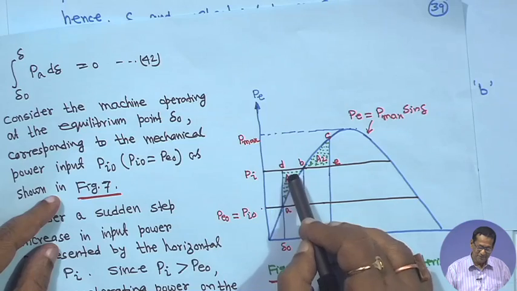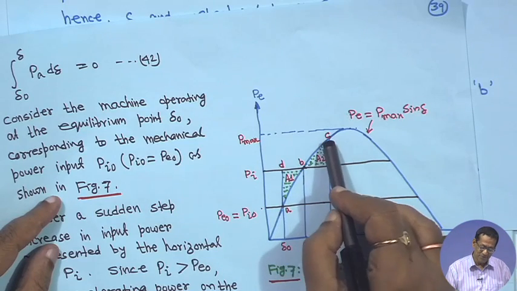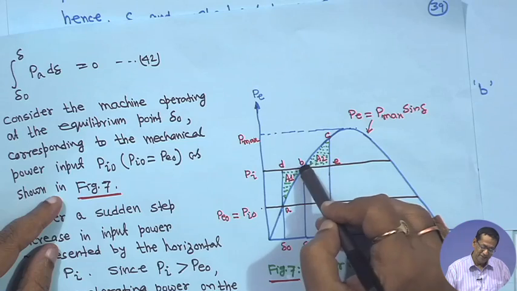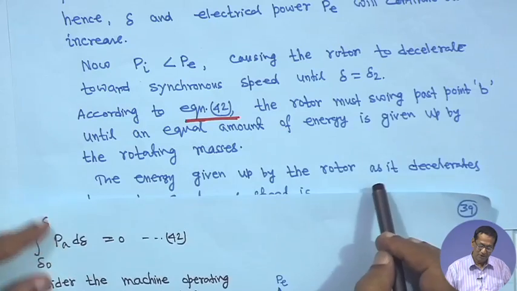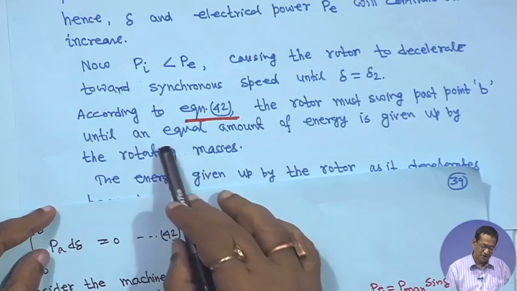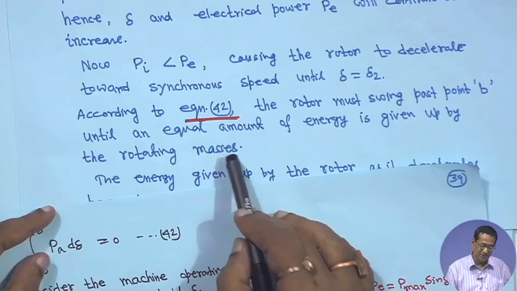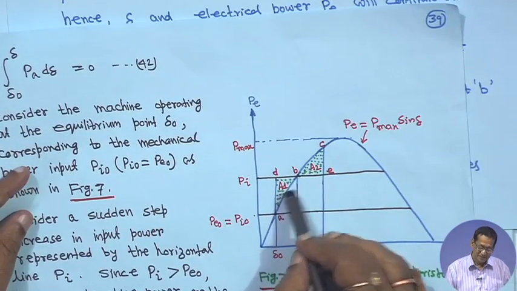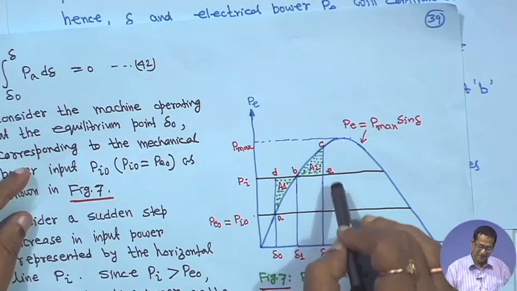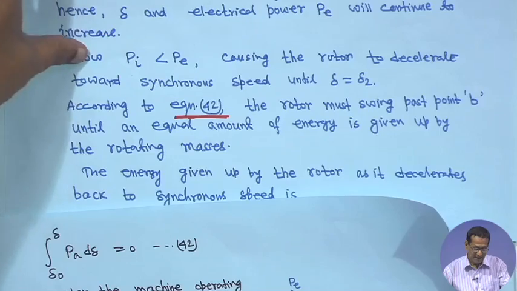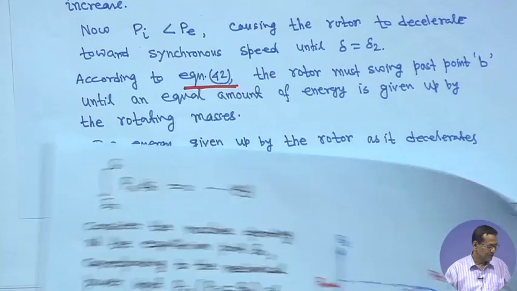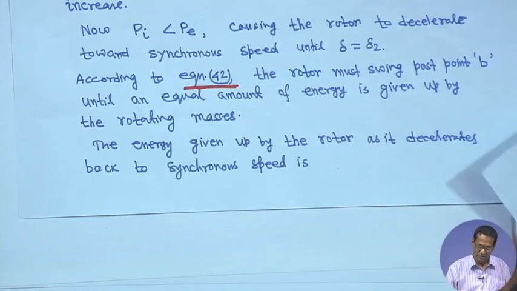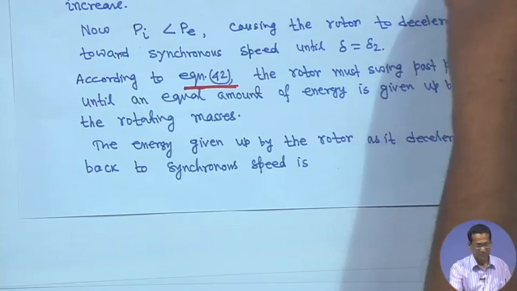Up to this, energy was stored, and the rotor will still oscillate and pass point B until delta is equal to delta 2, until an equal amount of energy is given up by the rotating masses. Whatever energy was stored, the same amount of energy will be given up, till it reaches delta equal to delta 2. So, the energy given up by the rotor as it decelerates back to synchronous speed can be given as follows.